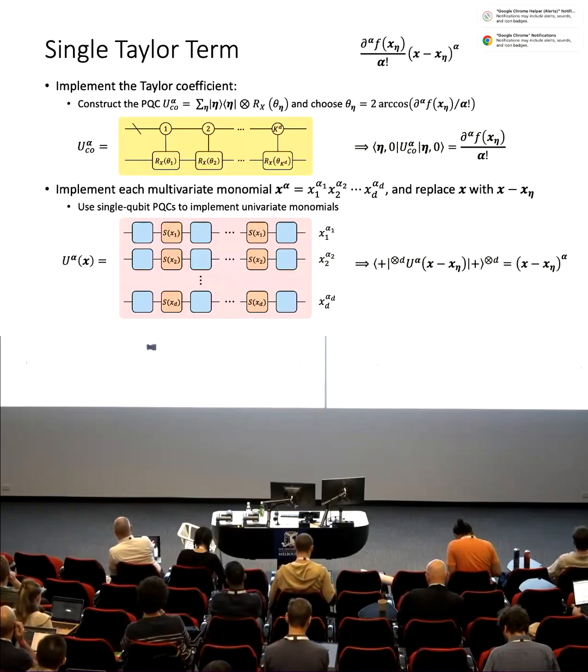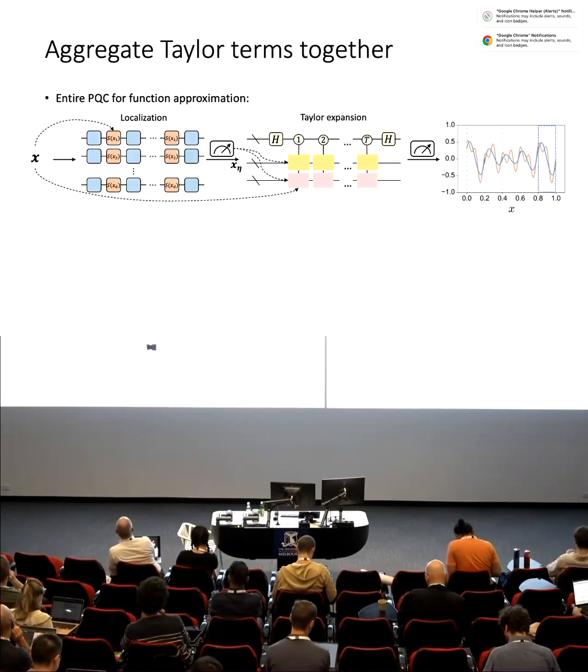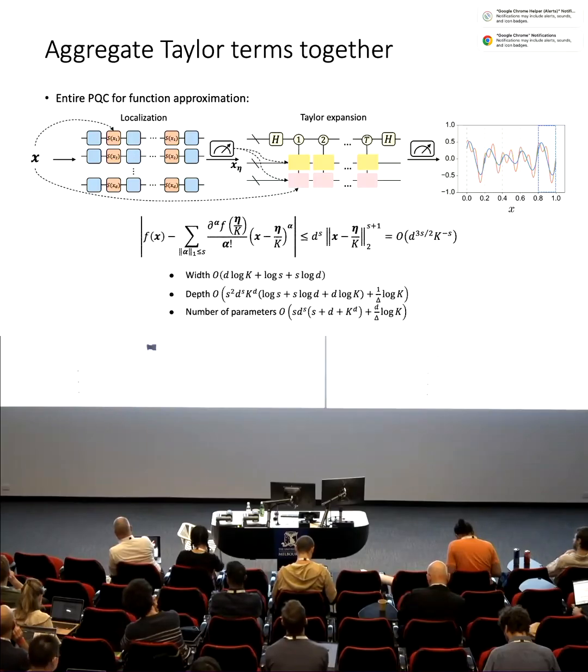And this can be simply done by using a tensor product of the simple single-qubit PQC that we saw before. And then the next is to use linear combination of unitaries to aggregate all terms together to have the entire local Taylor expansion. And this is the entire PQC for our function approximation. And once we have that done, we know that the approximation error is bounded with a certain width, steps and number of parameters of the PQC.